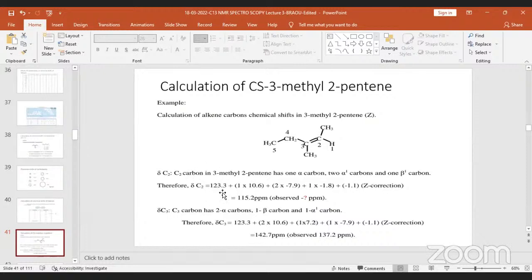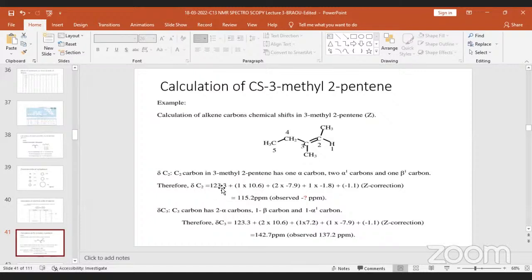For C2, the parent alkene is ethylene. In the case of alkenes, we have added the methane value, right? Here the parent alkene is ethylene, so the ethylene chemical shift value is this. Sometimes in the examination they will ask this also: the ethylene chemical shift value, benzene chemical shift value, and methane chemical shift value. Only that you remember.